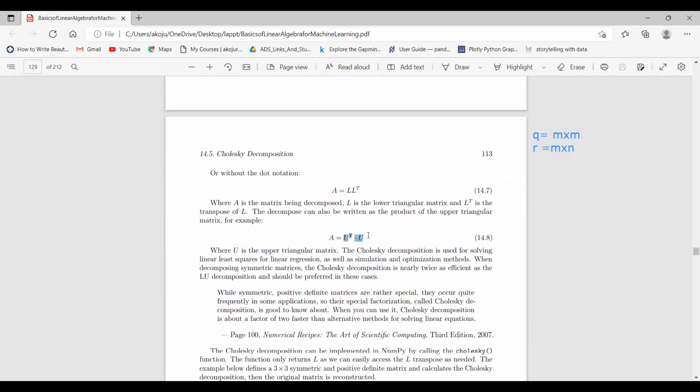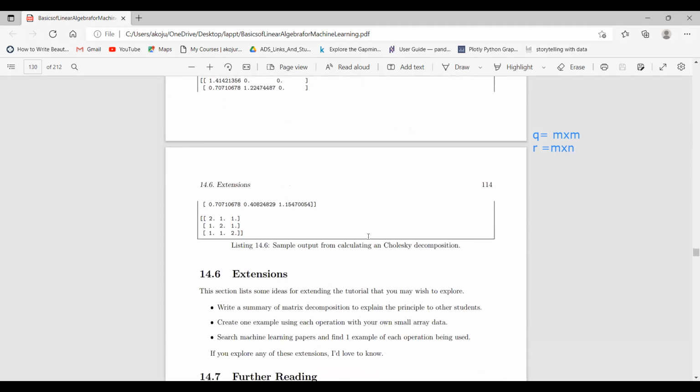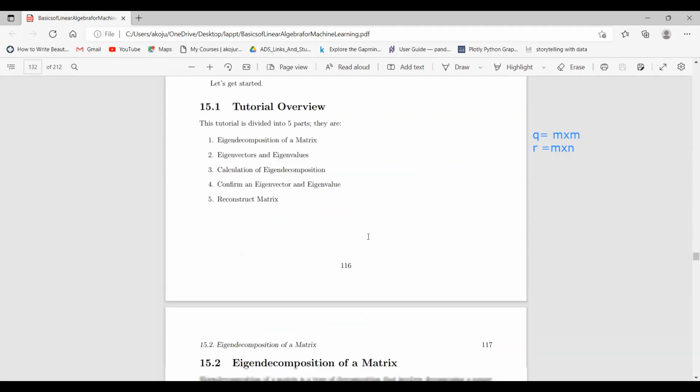Why are we splitting? If matrix operations are difficult to perform on A, for example when you are multiplying A with some x bar, another eigenvector or something, and that is not possible, then in place of A we use U transpose dot U into that x bar. So that is the use of this decomposition.